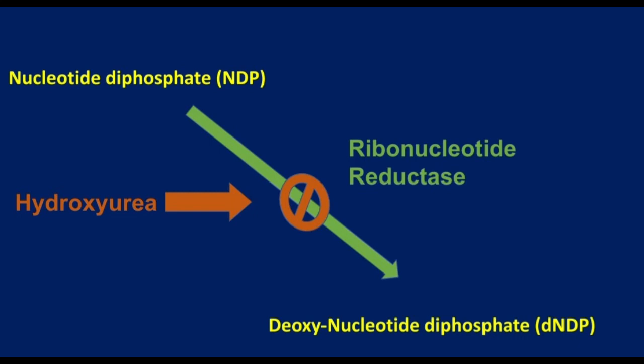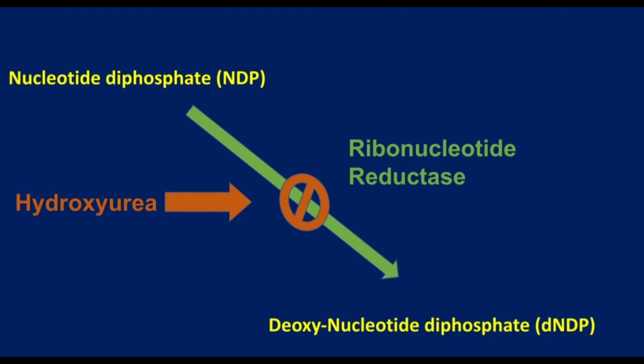So it is very important in providing the deoxyribonucleotide triphosphates needed for the synthesis of DNA. The drug hydroxyurea is a potent inhibitor of ribonucleotide reductase and prevents the formation of deoxyribonucleotides and therefore prevents the synthesis of DNA.